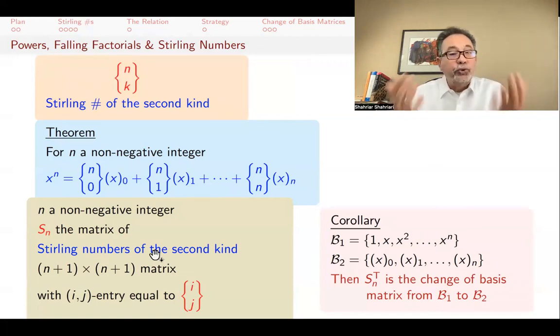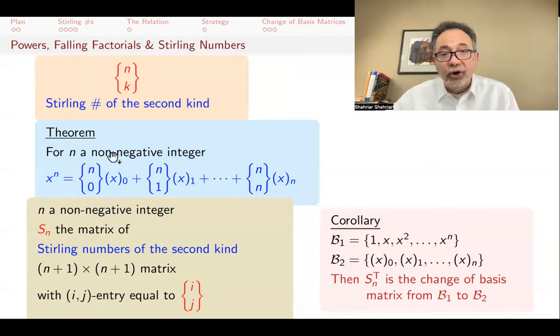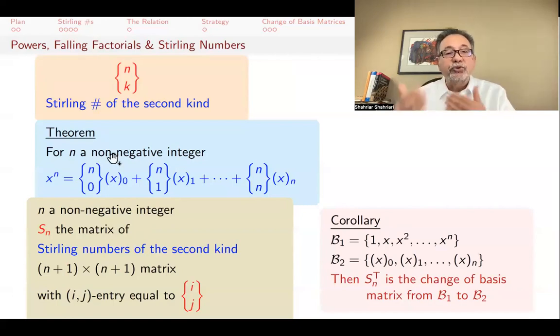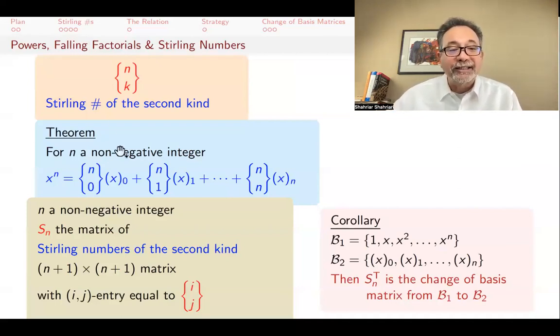So if you know this theorem, then we're done. Then we have these two change of basis matrices, they're inverses of each other, and we have proved the remarkable relation between Stirling numbers of the first kind and the second kind. But why is this theorem true?